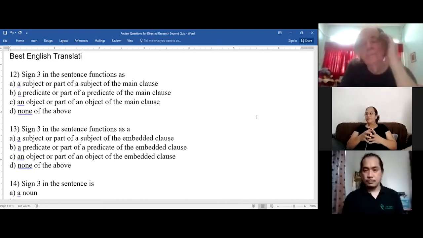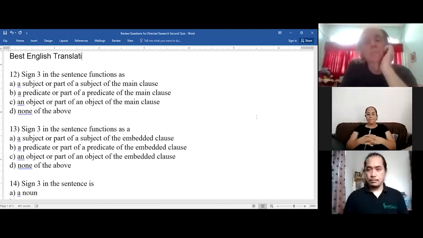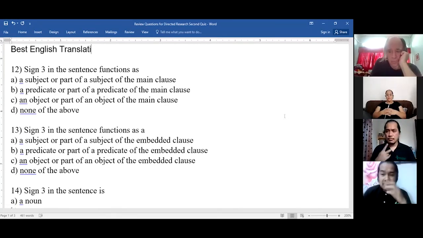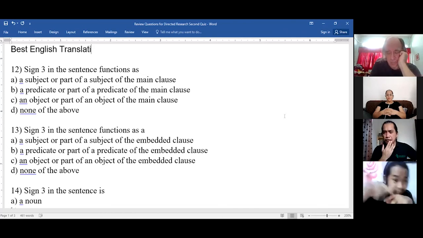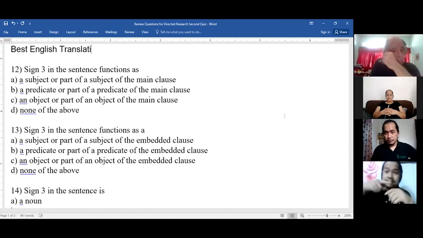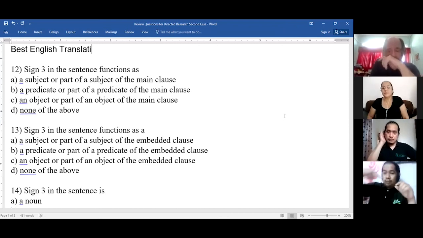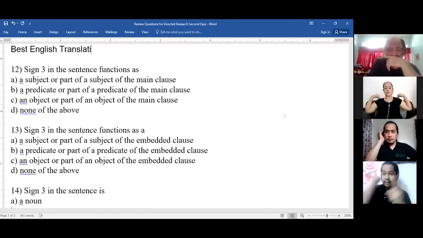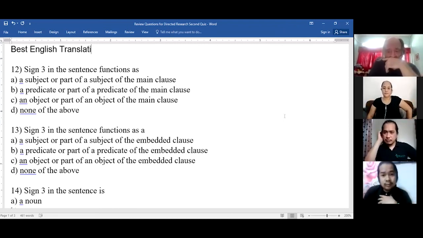Maybe Marvin can explain. Marvin? So the E, the embedded, number 12, has the subject and predicate.